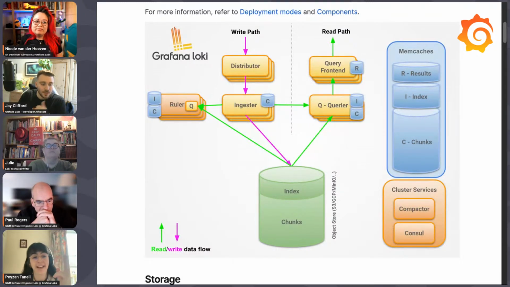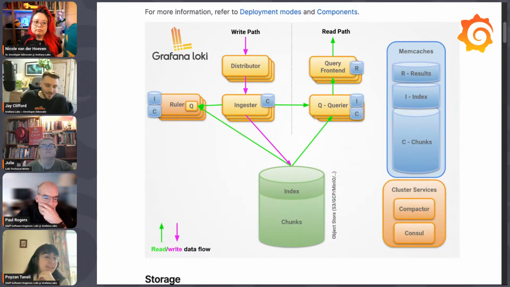So we have two types of cache. One for the chunks, the data itself, and one for the results. Gotcha. We just call it two different things. The results cache is called memcache frontend or memcache results cache.